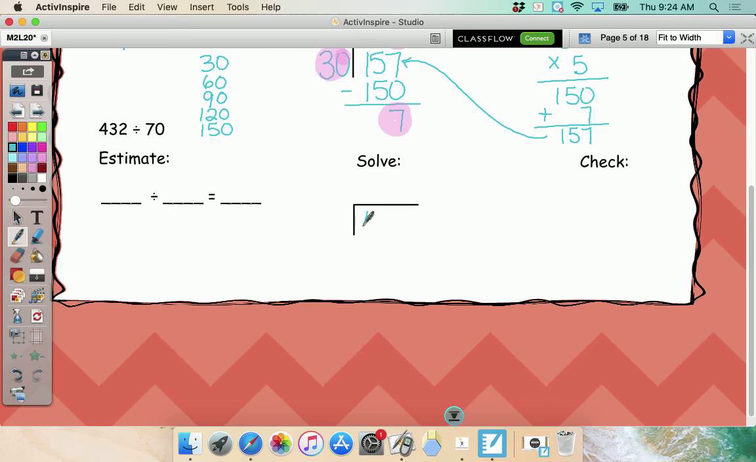Step 1, write the problem. Step 2, round the divisor. But it's optional. Do I need to round it this time? No. Step 3, skip count by the divisor. And I think I'm going to have to skip count over here because I'm running out of room. So I'm going to skip count by 7s and then add my 0.